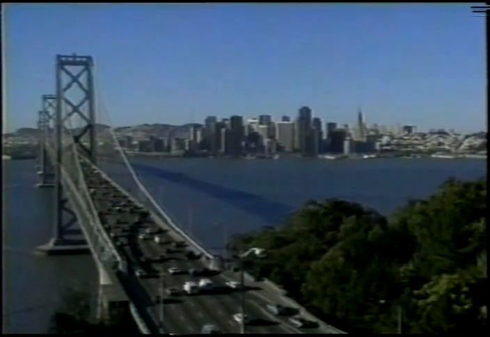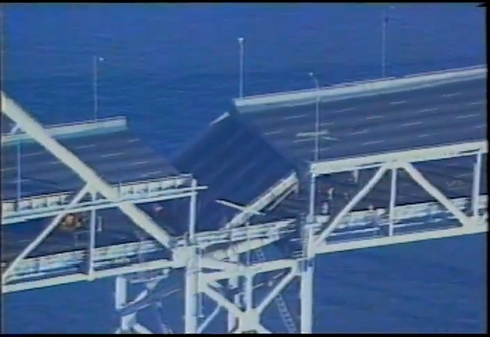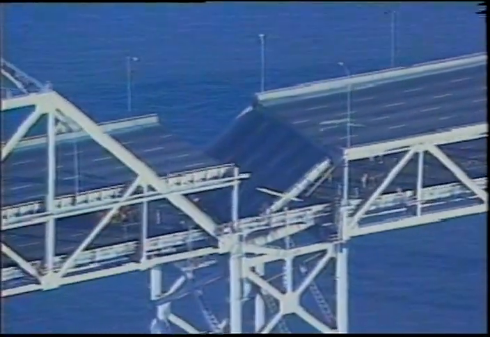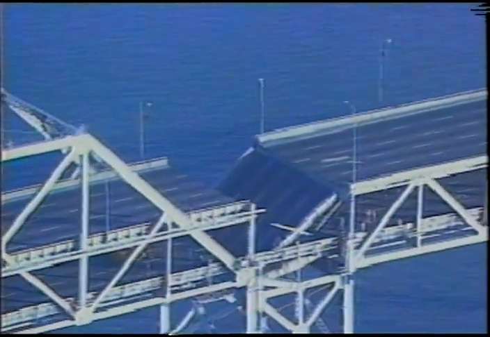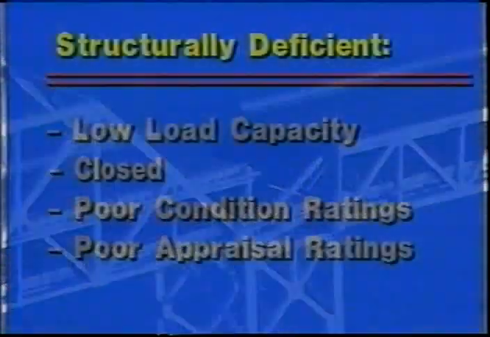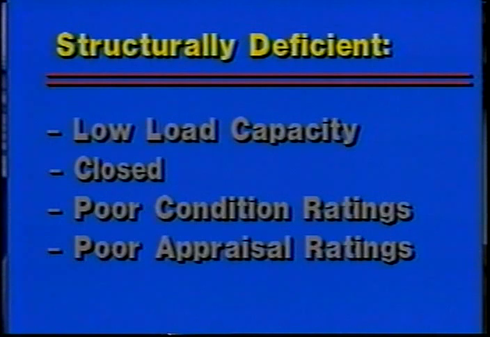Essentiality for public use is indicated by the average daily traffic, by the detour length if the bridge had to be closed, and whether the bridge is on a defense highway. Federal criteria also evaluate if a bridge is structurally deficient or functionally obsolete.